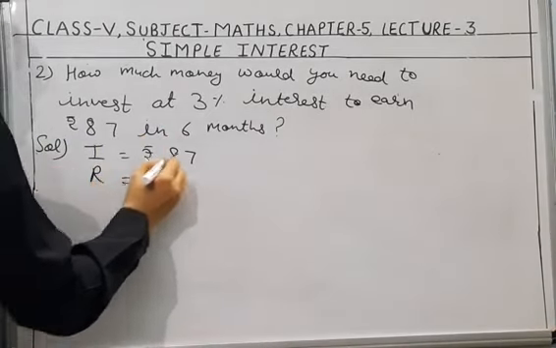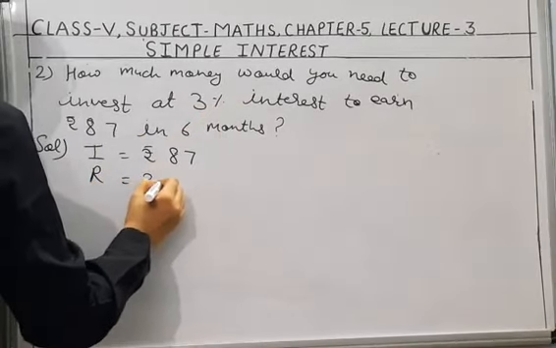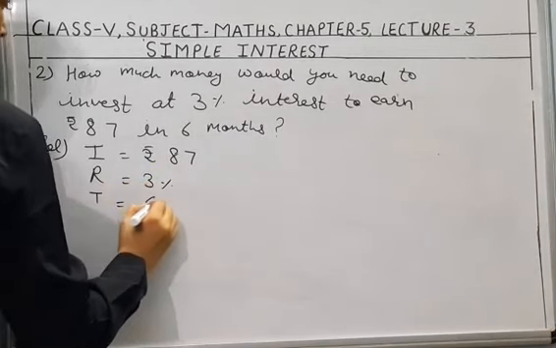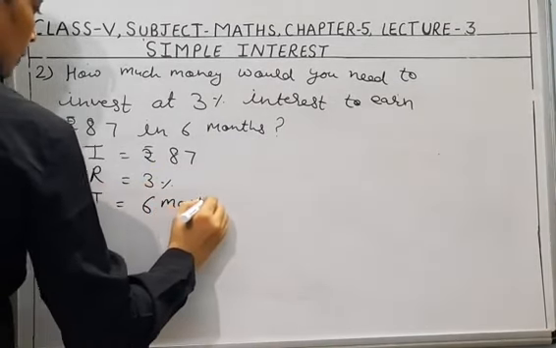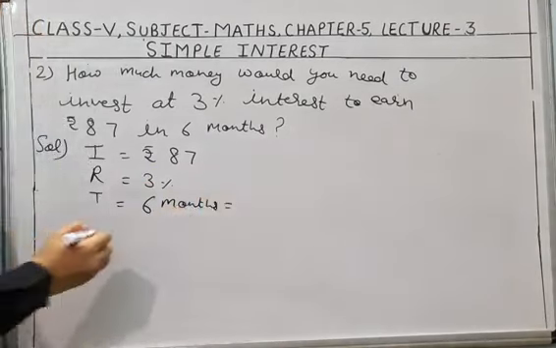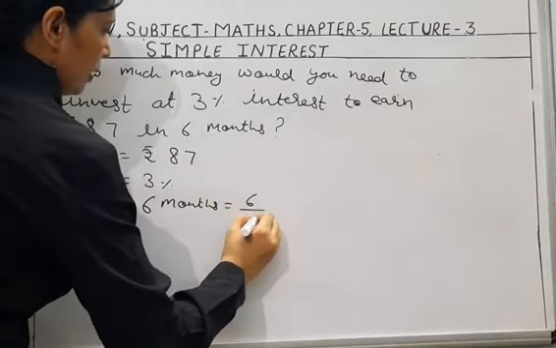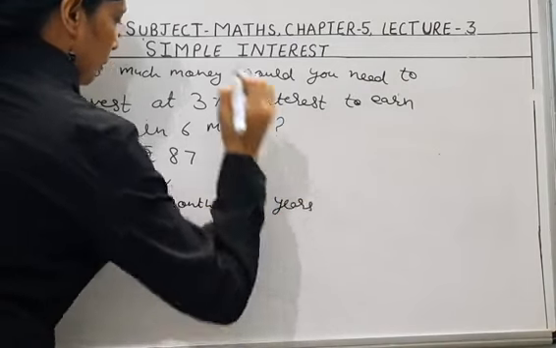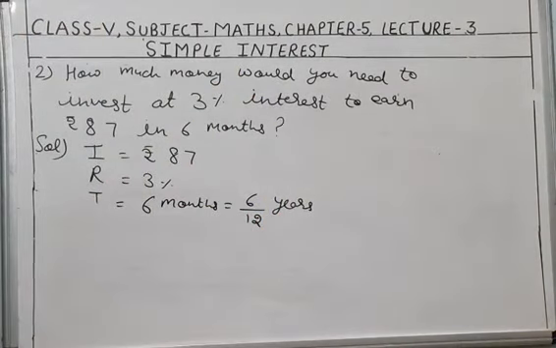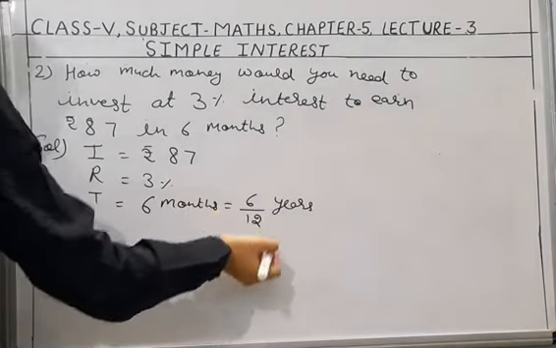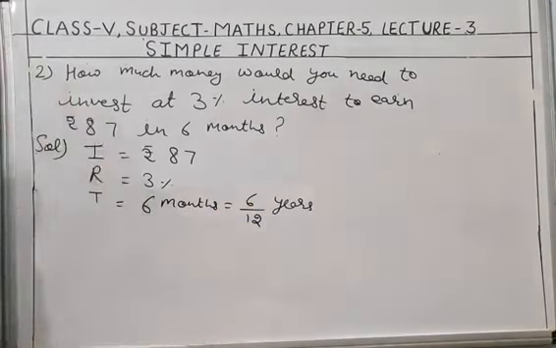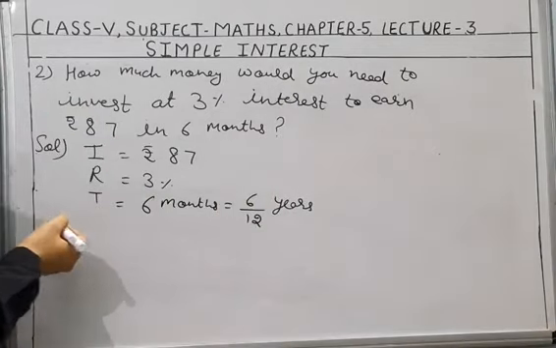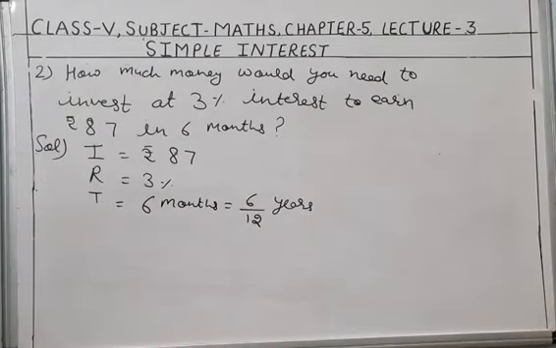Rate is given 3%. Time is given 6 months. And we have done in previous lecture, if it is given in months, we will divide by 12 and our time will become in years. Got it? Now you can cancel 6 1s are 6, 6 2s are 12, or you can take it the same in the next process.